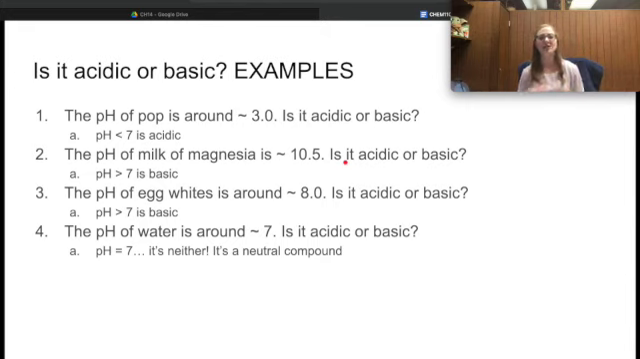So those are just some quick run-throughs of things that are acidic or basic. Again, we're just comparing it to that number 7. If the number is greater than 7, it's basic. If the number is 7, it's neutral. If the number is less than 7, it is acidic.